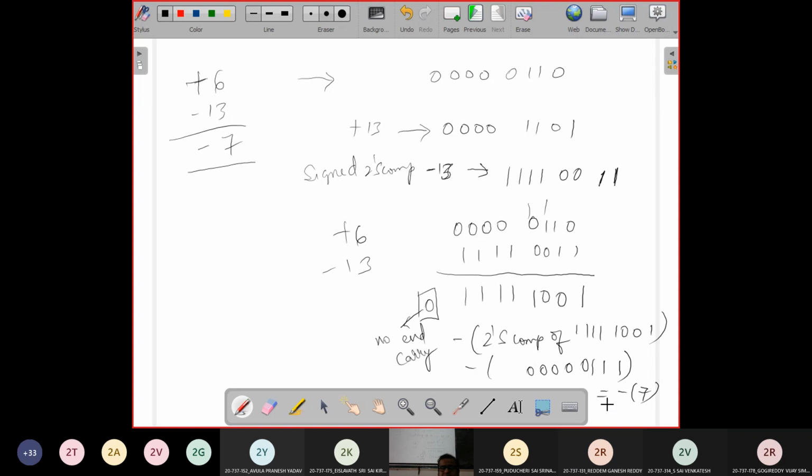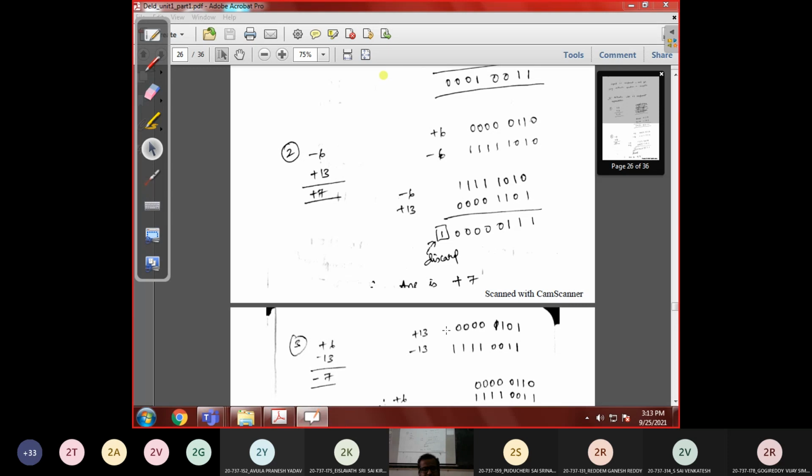This is how the operation is done internally. As there is no end carry generated here, the actual answer will be the negative of the 2's complement of the result of the operation which you got here, which is minus 7. Is my discussion clear to this point? Guys, please respond. Yes, sir. Okay, now let us proceed further.